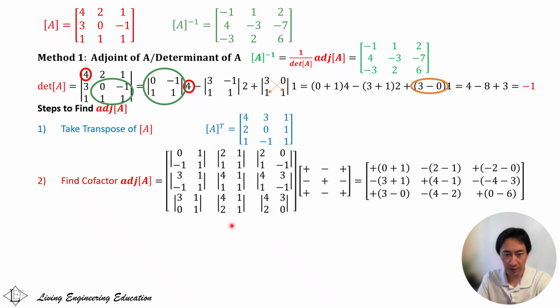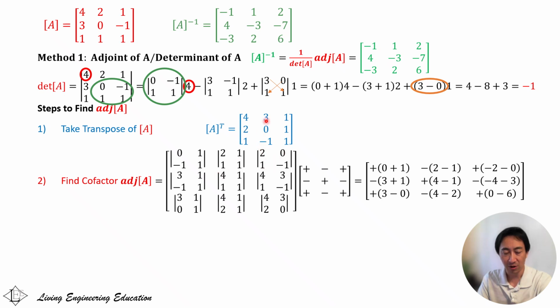What's in this matrix right here? This matrix is built so that each term is replaced with a determinant. The determinant is of the remaining components. For this top cell, I'm going to take the determinant of these values: 0, 1, negative 1, 1, that's what's shown here. For this cell here, I'm going to take the determinant of these values: 2, 1, 1, 1. For this determinant, I'm going to use these values: 2, 0, 1, negative 1.